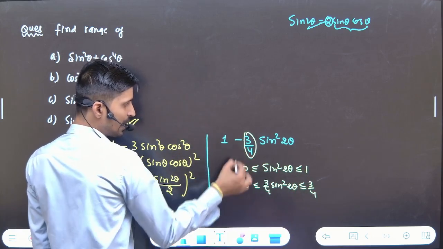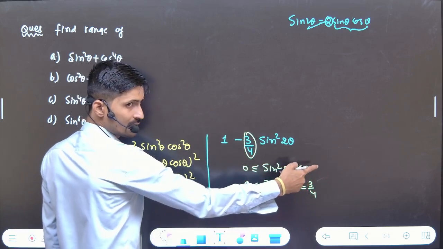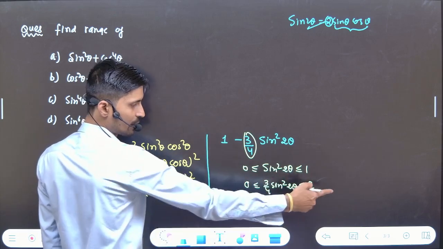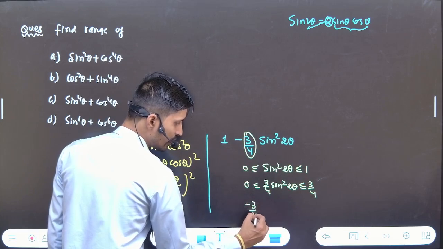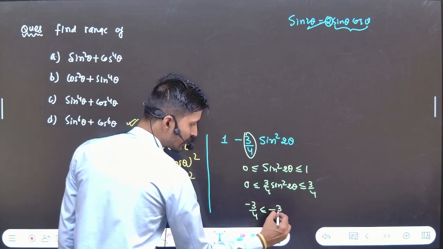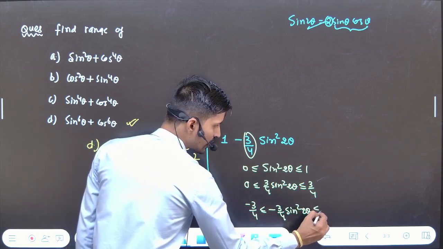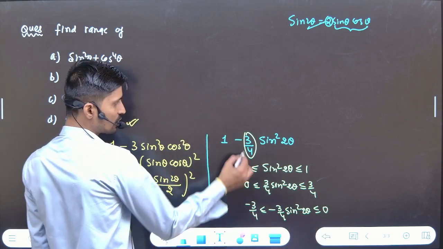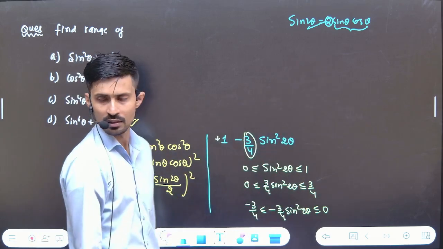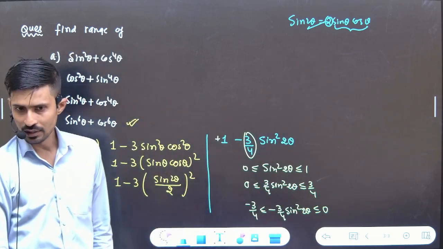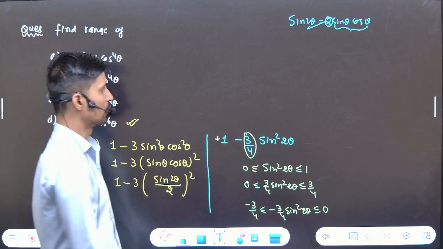Now I will multiply by the minus sign. When I multiply by minus sign, do you remember what happens? The right side number comes to the left side and the left side number goes to the right side. So minus 3 by 4 is less than or equal to minus 3 by 4 sine square 2 theta, which is less than or equal to 0. We got this. Now what will we do? This is plus 1, so I will add 1. When I add 1 with minus 3 by 4, that will become 1 by 4.